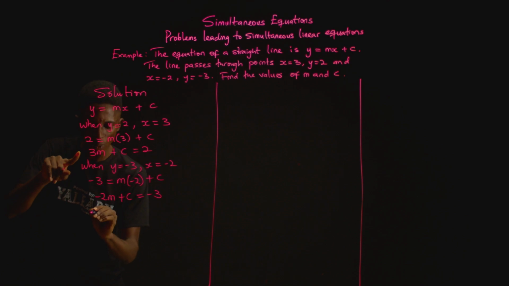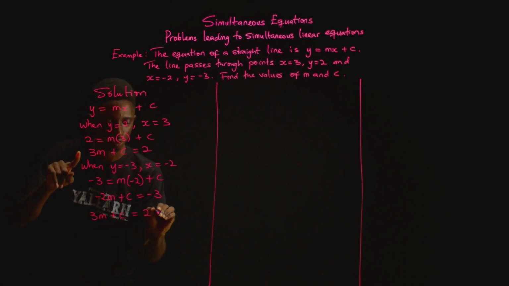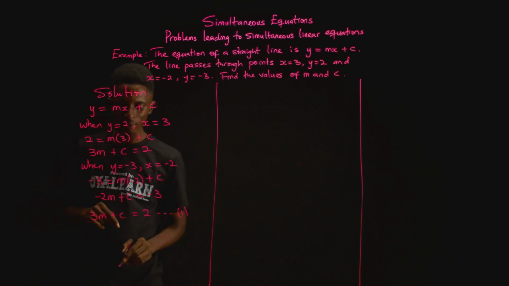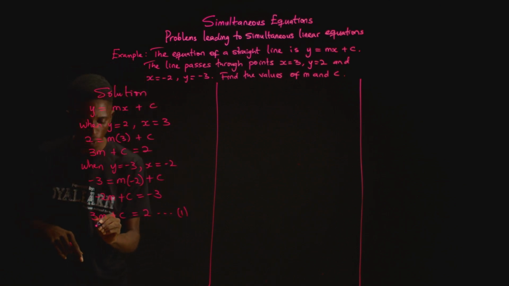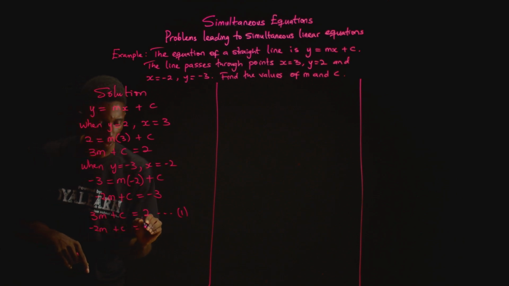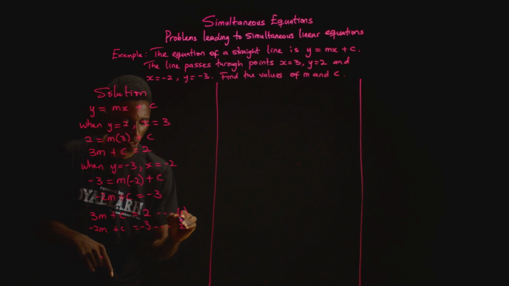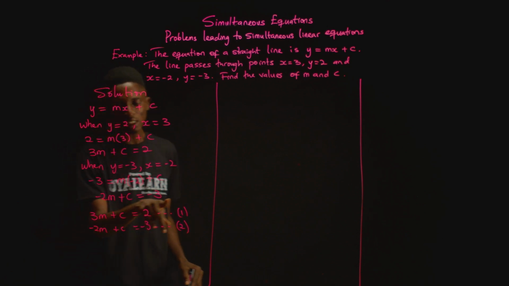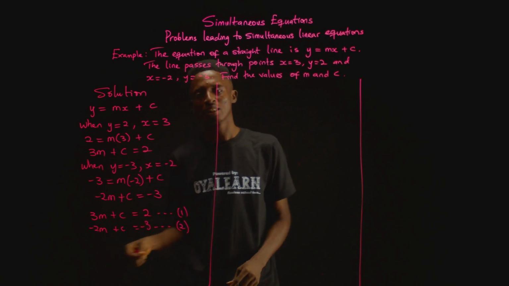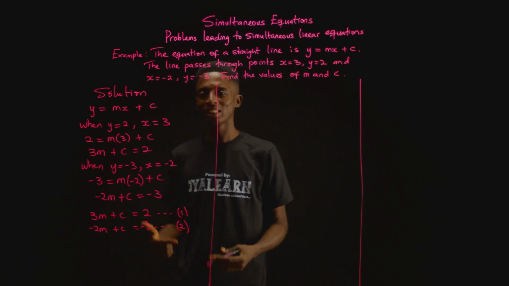In the first equation, we have 3m plus c equals 2. So we call this equation 1. And then the second one, we have minus 2m plus c equals minus 3. And this is our equation 2. Now let's solve equation 1 and 2 simultaneously. Here you choose any of the methods you find easier.